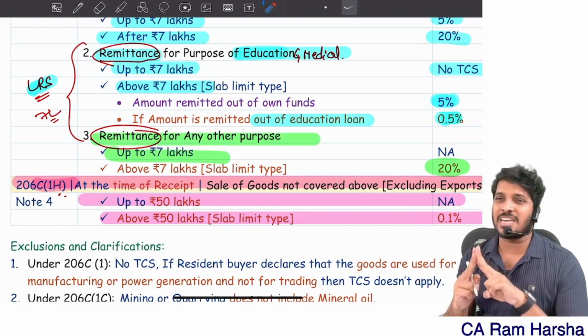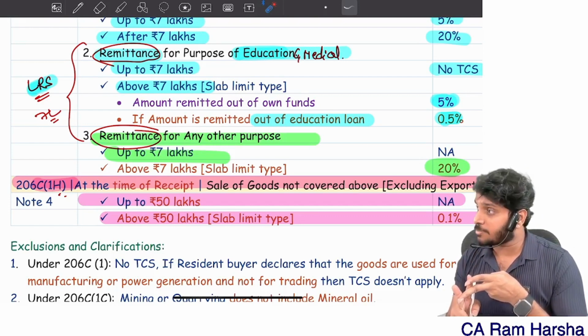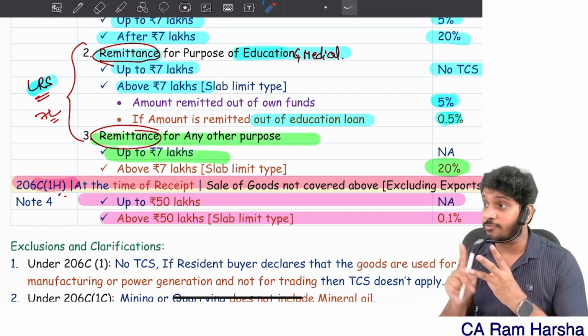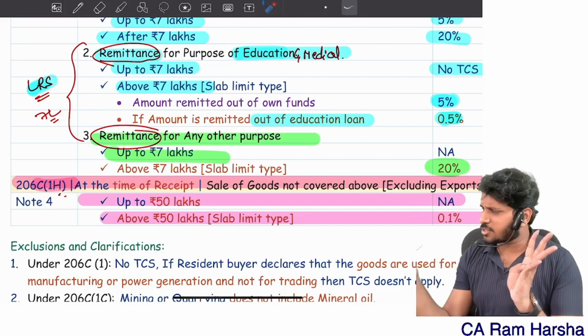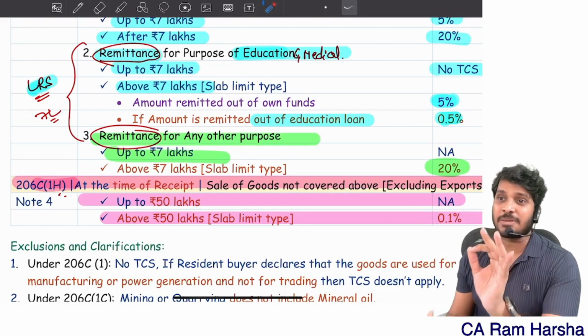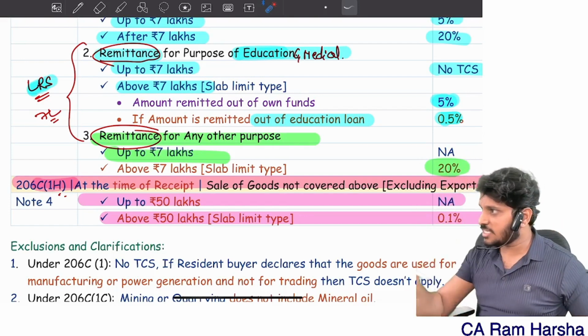For what purpose? Medical purpose. 5%. Another 2 lakhs I remitted. For what purpose? Education purpose. 5%. Some 10 lakhs I am remitting. For what purpose? Education purpose out of loan. 0.5%. I am remitting some another 2 lakhs or 4 lakhs. What purpose? Some other purpose, not education or medical. 20% TCS. First 7 lakh, no questions asked. That's it. 1G section over.